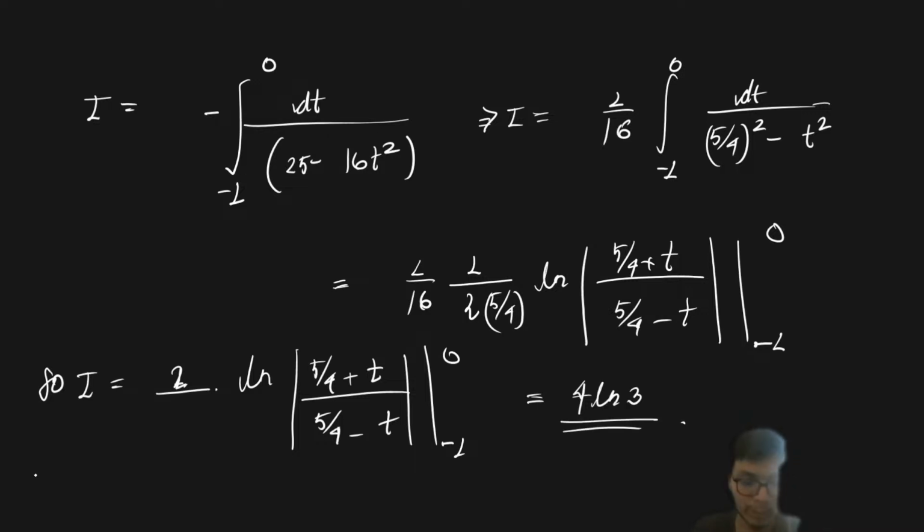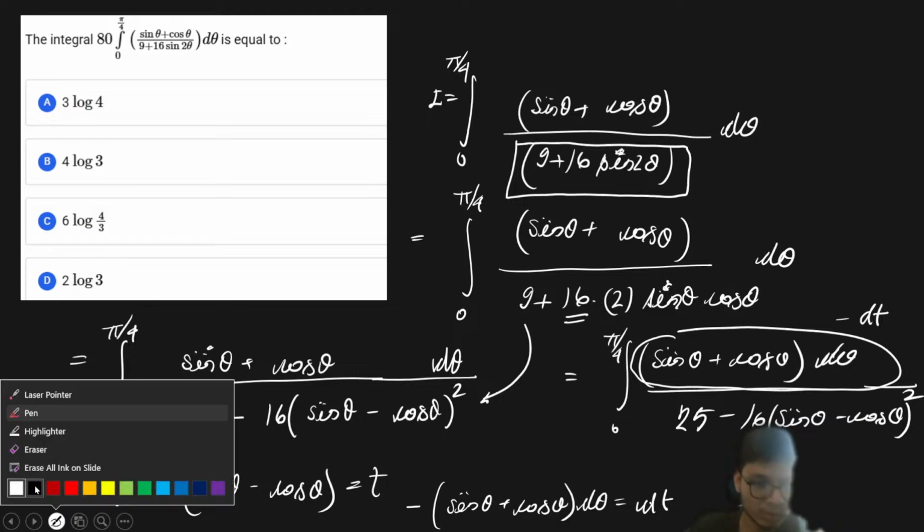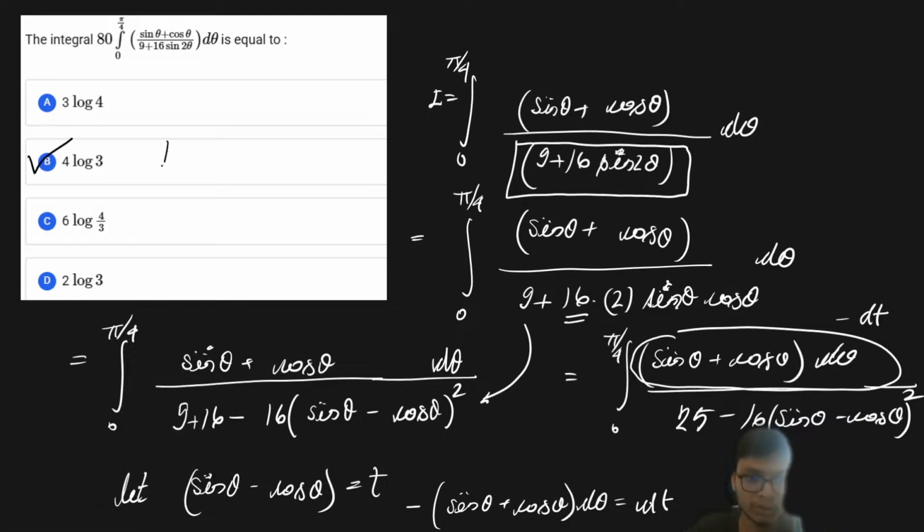All right. So this is going to be the correct answer to this particular problem. So you can see from here, the answer to this question is going to be option number B, which is 4 natural log 3. So this question is very simple. And if you look at the NCERT textbook, in the chapter of integrals, in the part of definite integrals, you can definitely find this question there in the solved examples.